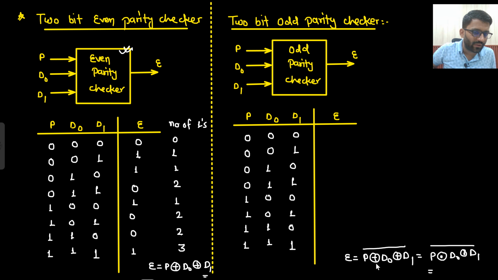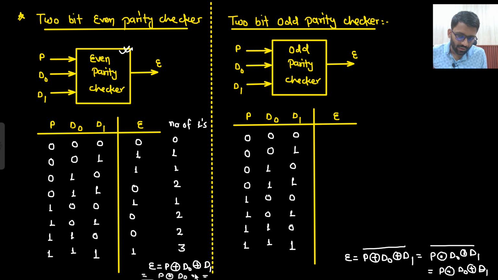I told you, if a plus sign needs to be converted to a dot, then what will happen? The bar will go. So if the bar goes, then it would denote even. More expressions could be there, which we have already seen in our basic logic gate course, right? And this is equal to P dot D1. Okay, so these are equal.